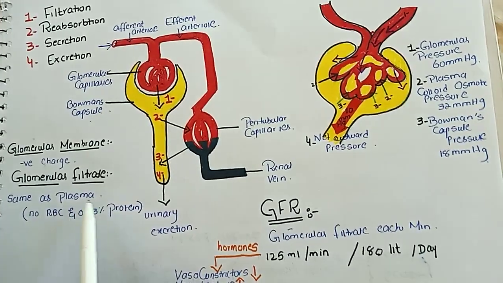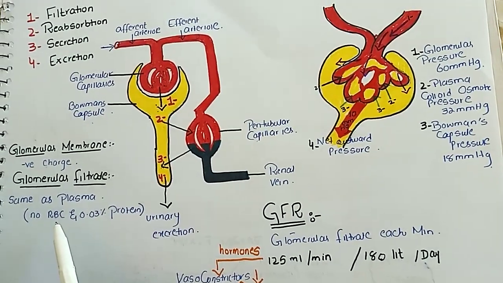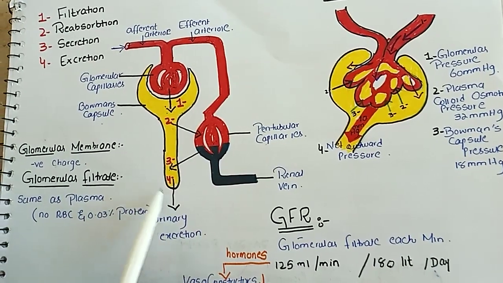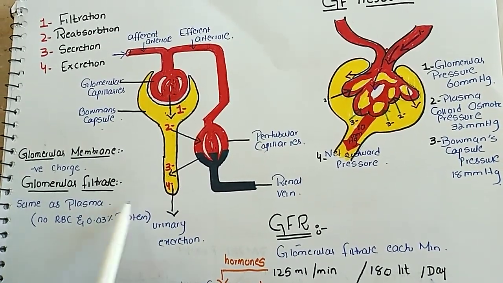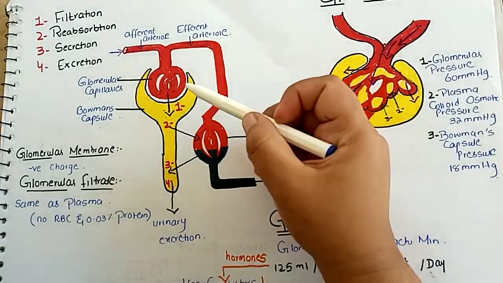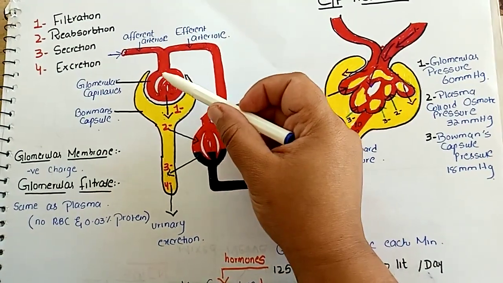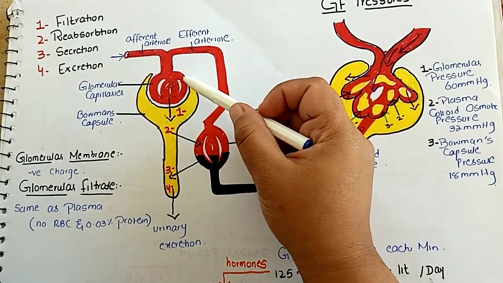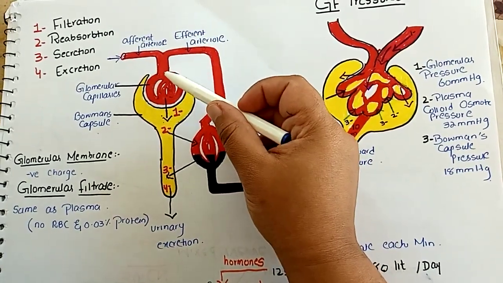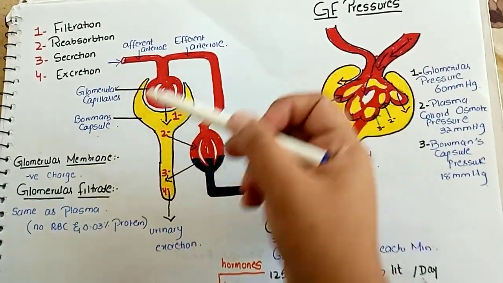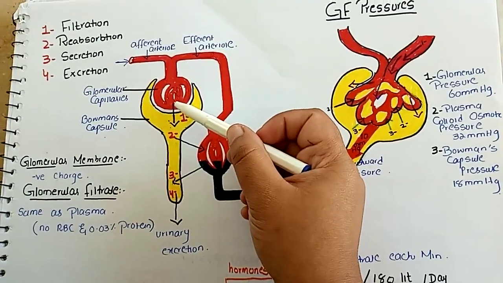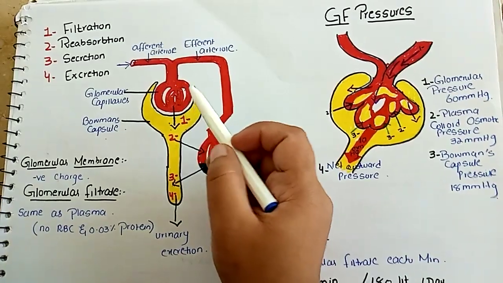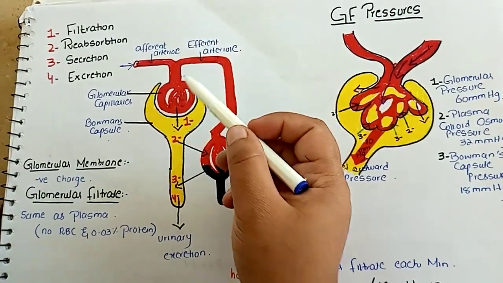It is the same as the plasma, but one difference is there is no RBC within the glomerular filtrate, and the protein ratio is also very low. The glomerular membrane is the membrane of the glomerular capillaries, and it is negatively charged. It will resist the entry of protein because proteins are also negatively charged, so they repel the proteins.